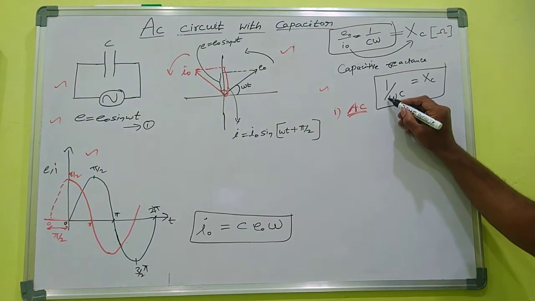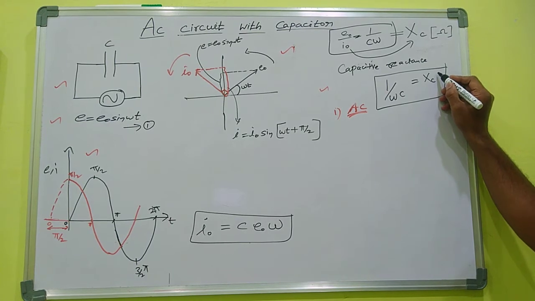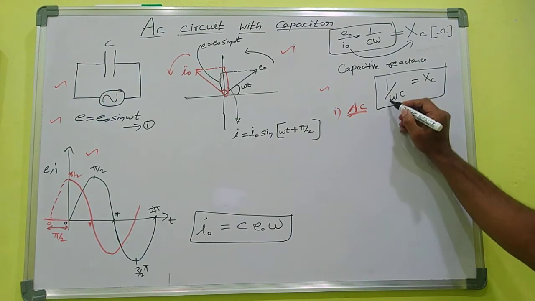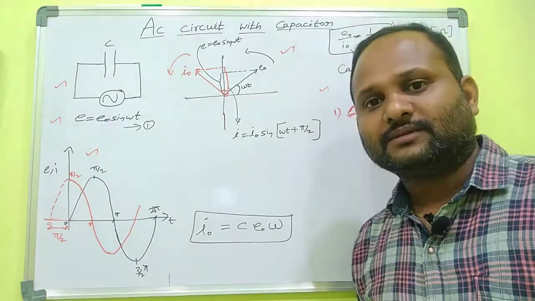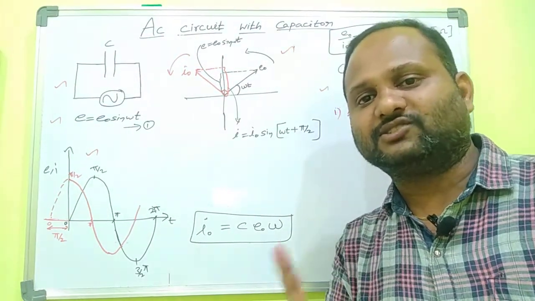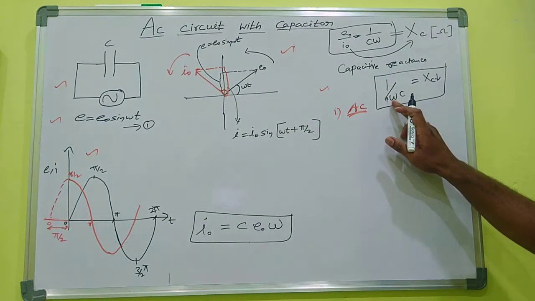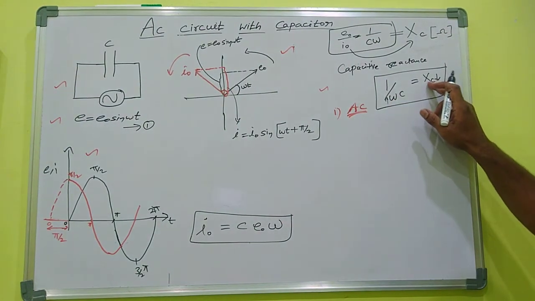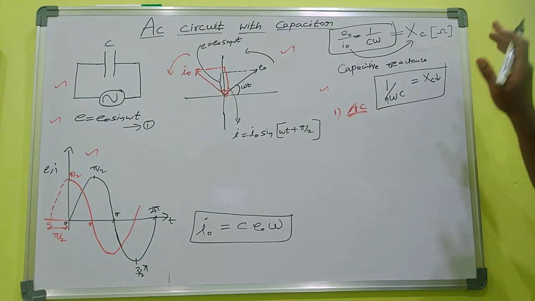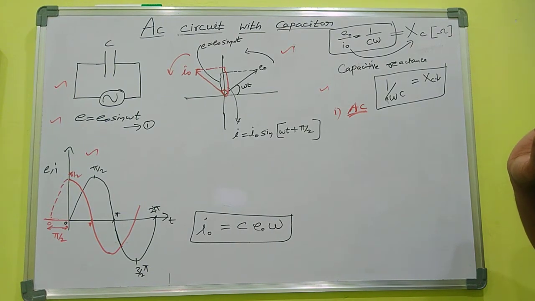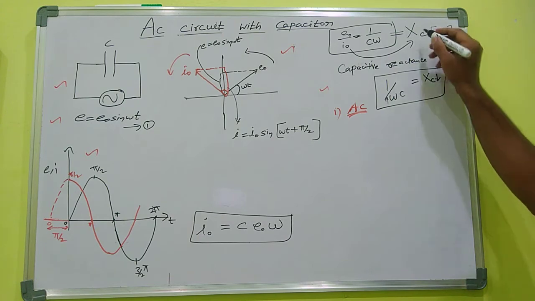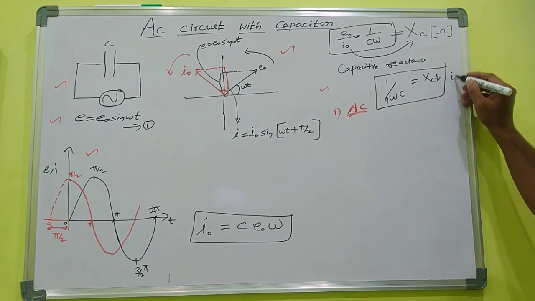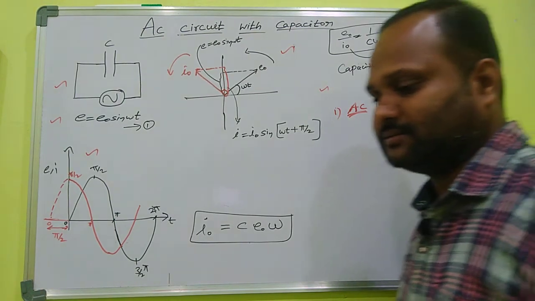When the frequency is large, the opposition will be small for a constant capacitance. For a particular capacitor, the capacitance is constant. So when the frequency is large, the opposition, or capacitive reactance, is small. When the opposition is small, a large current will flow through the capacitor.